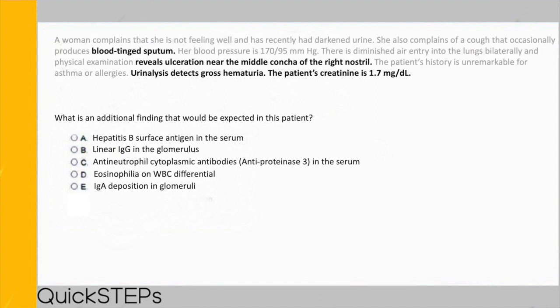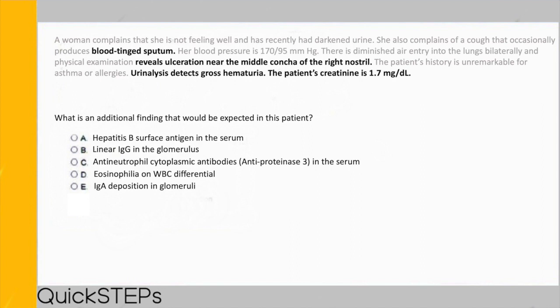So we highlighted some keywords, namely blood-tinged sputum, the ulceration near the middle concha of the right nostril, the urinalysis that detects hematuria, and that the patient's creatinine is 1.7. So basically what's been hit has been the nasal or nasopharynx, the lungs, and the kidneys. And that's a classic triad for one particular condition, which you should know. So what's an additional finding of that one condition?